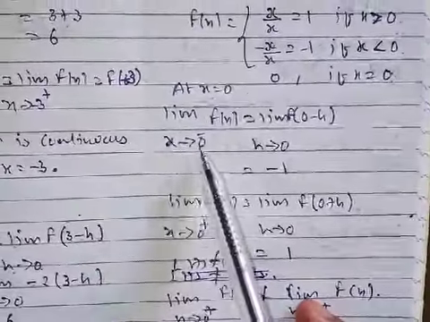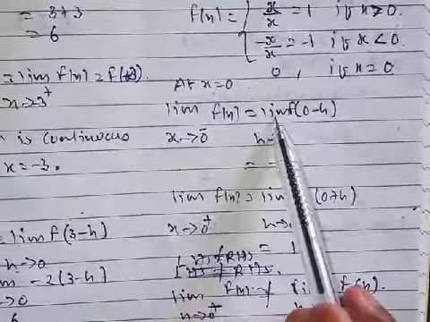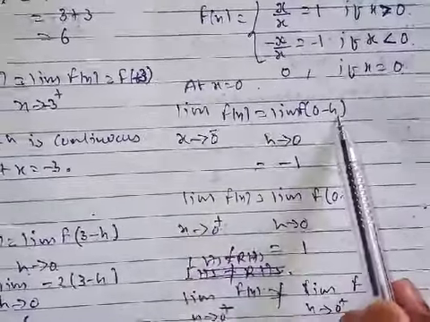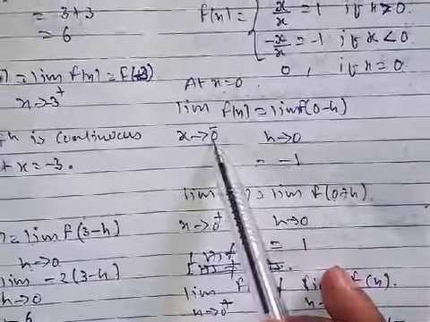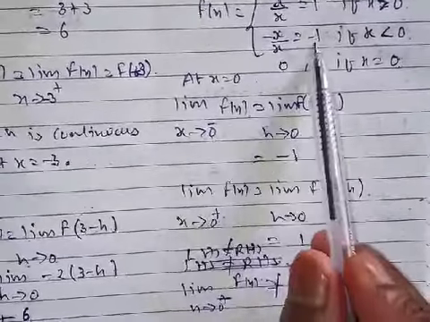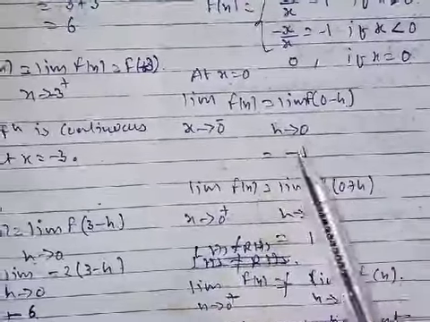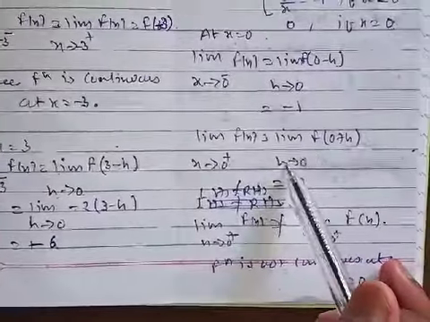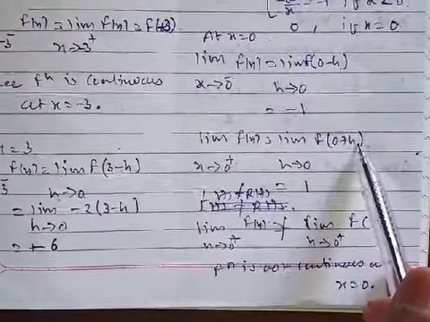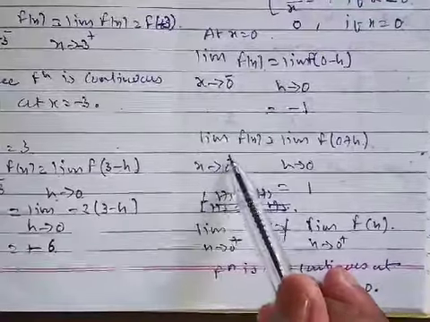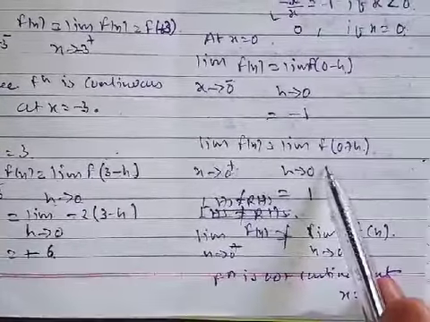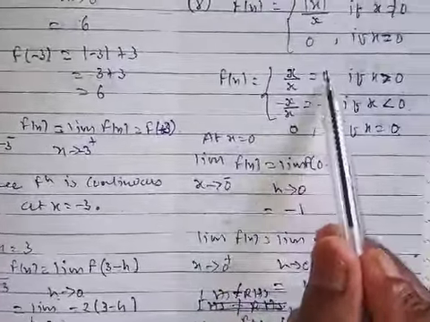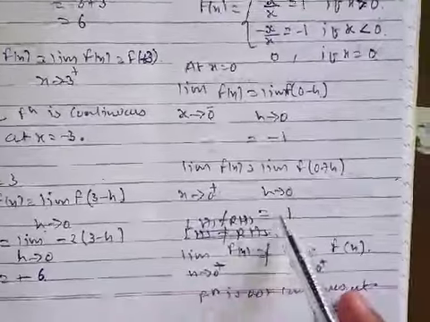So limit x tends to 0 minus f of x is equal to limit h tends to 0 f of 0 minus h. What is it defined as? Left hand side of the 0. Left hand side of the 0 is minus 1, so it is minus 1. Limit x tends to 0 plus f of x is equal to limit h tends to 0 f of 0 plus h. What are we talking about? 0 plus, right hand side of the 0. Right hand side of the 0 means it is greater than 0. So what is the function defined as? 1. So it is 1.